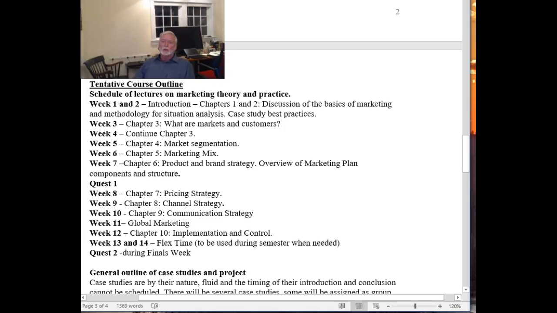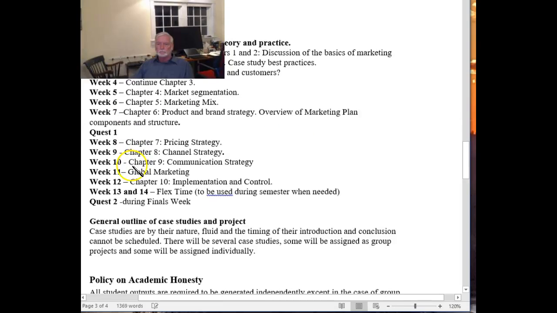You'll notice that week 13 and 14 are called flex time. That's because we generally end up taking a little longer in some areas and a little less time in others, especially when you're working on cases and group work. So I haven't put that in there, but I've left some time. So we'll use that time up, I can guarantee you. But it will fit in wherever we need to fit it in. So we may get a little bit off schedule here as we go through. It seems to be inevitable. And then your quest 2 is in finals week.